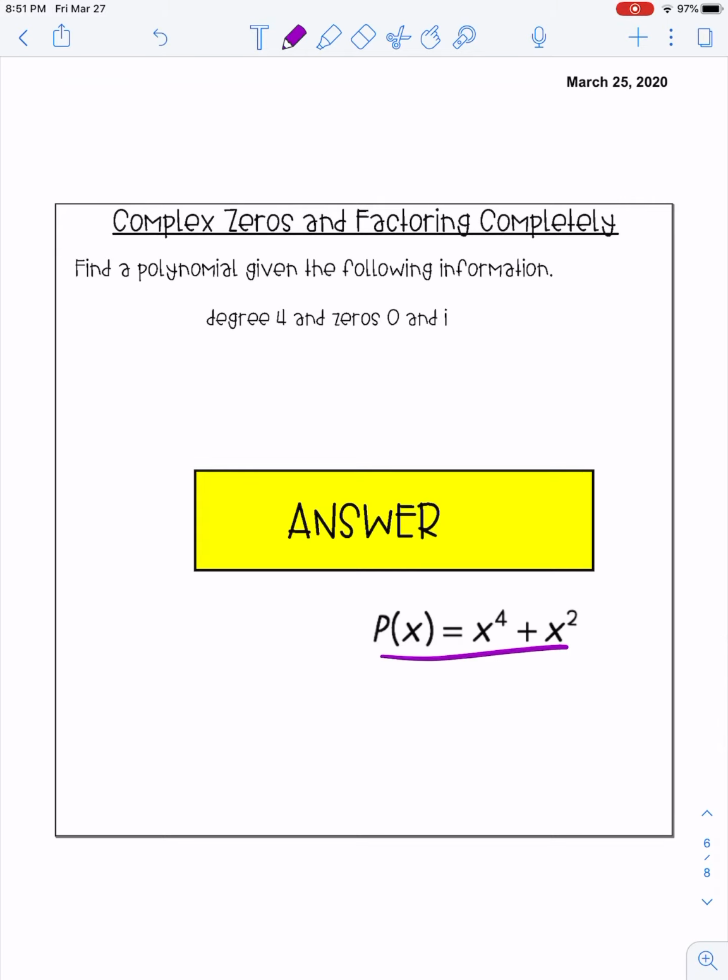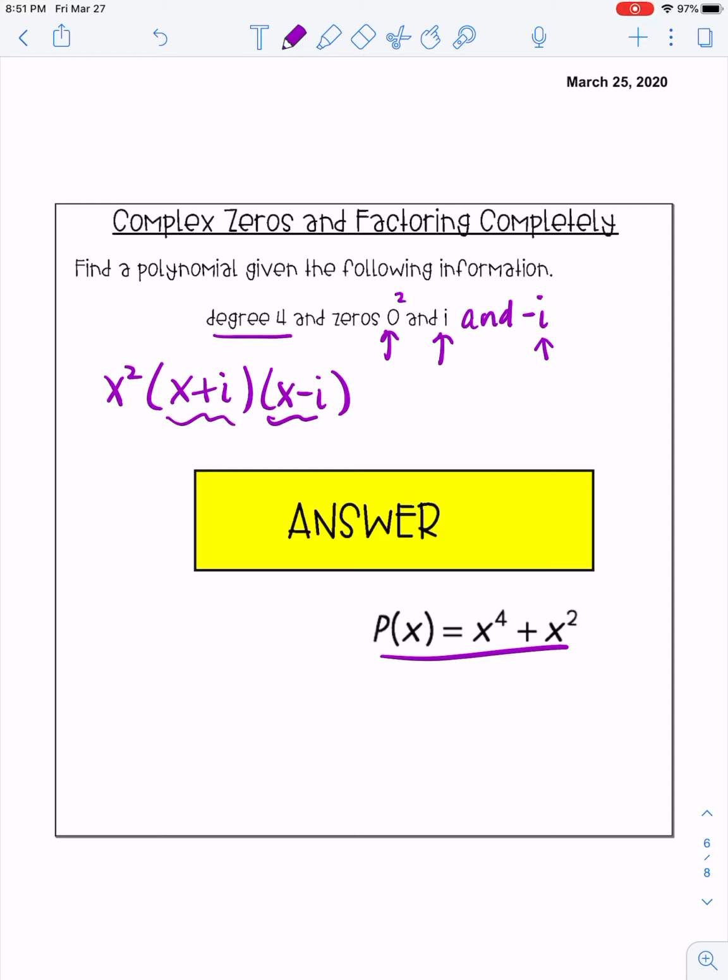So this is the answer. But it says find a polynomial of degree 4. That means I need 4 factors. It says there's a 0 at 0 and at i, which means we know that imaginary solutions occur in pairs. So if i is a solution, so is negative i, right? And that means I only have 3, so that must mean this is a double 0. So that means it looks like this. And my other two factors are x plus i and x minus i.